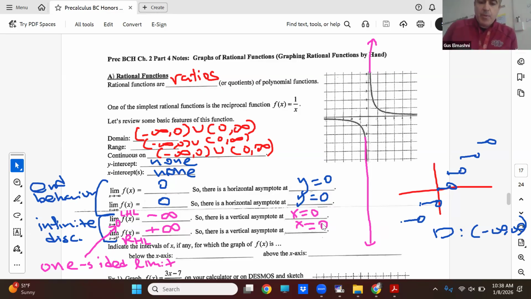Now indicate the intervals of x for which the graph of f of x is below the x-axis or above the x-axis. Well, that's pretty obvious. From negative infinity to 0, it's below. Non-inclusive, of course. And 0 to infinity, it's above. Okay, so that's just kind of giving you a review of asymptotes, but also approaching it from a limit perspective.